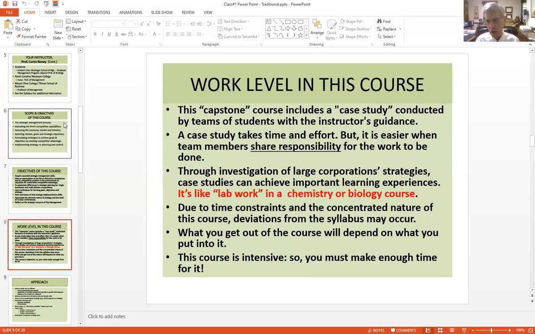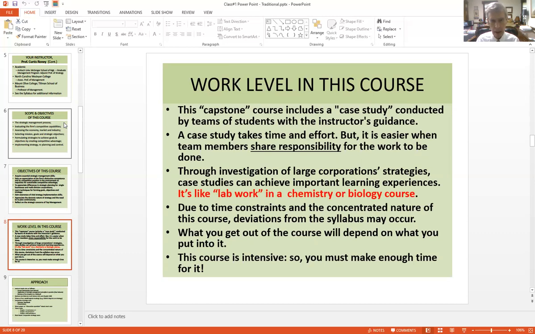It's a capstone course. And the reason it's a capstone course is that this case study enables you to bring together all the skills and knowledge that you've gained in all of your other courses in the business curriculum. But the case study is something else. It has the requirement for you to function in a team and to share responsibility for getting a lot of work done on a case to study a company. And that is itself a very important part of the course.